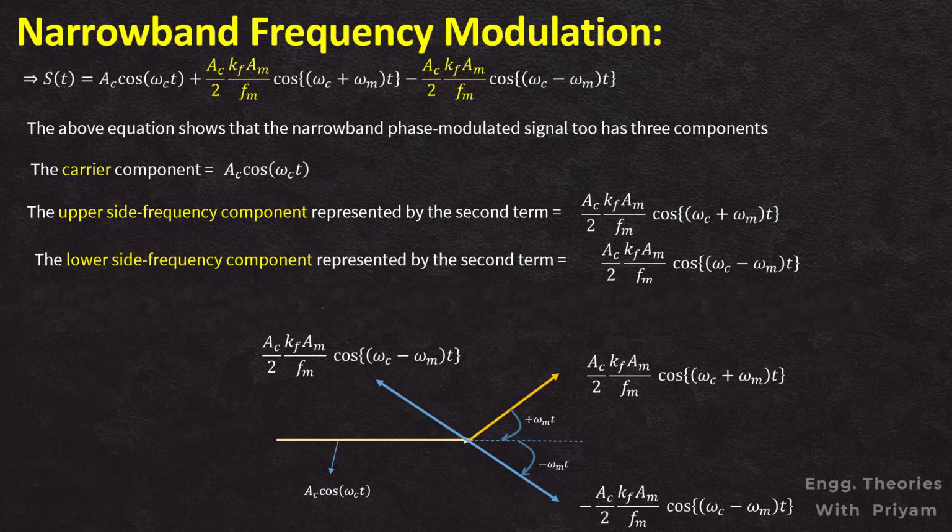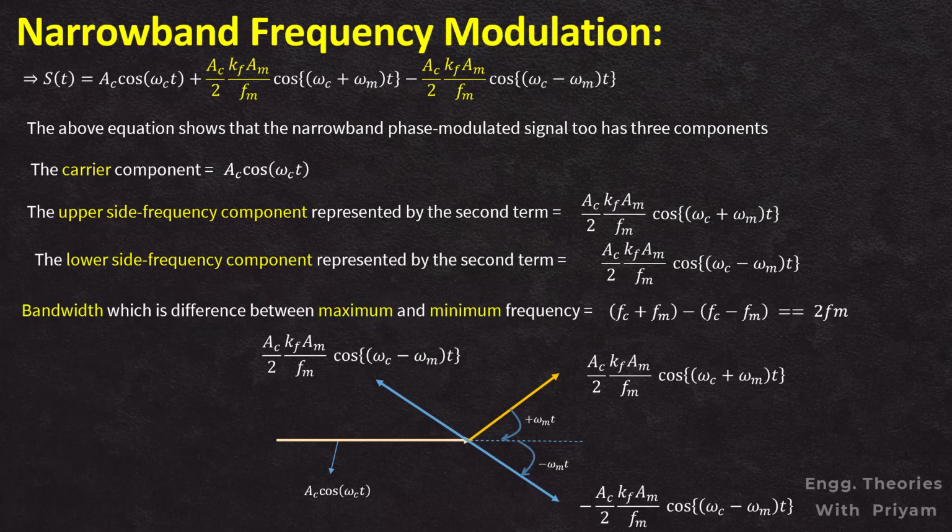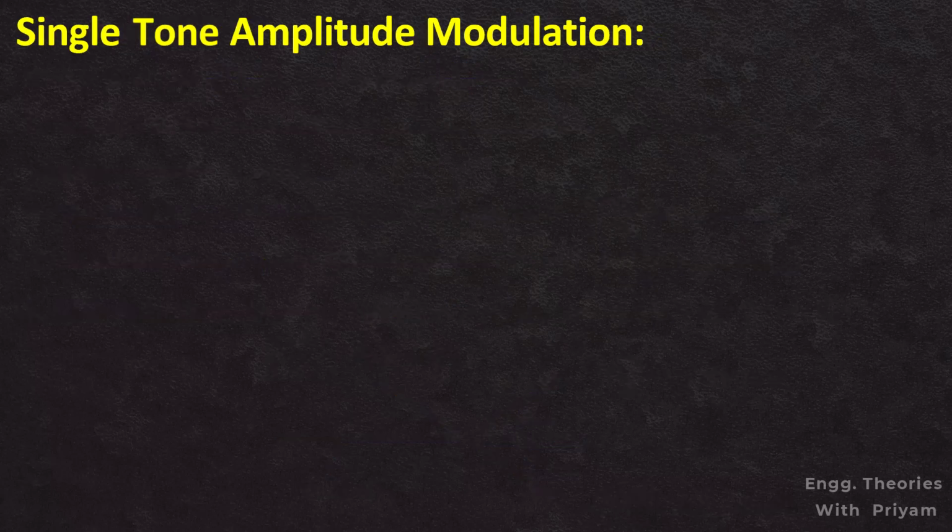Again, the bandwidth of the narrowband frequency modulated signal is the difference between the maximum frequency fc plus fm and the minimum frequency fc minus fm, which will give us 2 fm. Let's compare the phasor diagram of the narrowband phase modulated signal with the single-tone amplitude modulated signal.